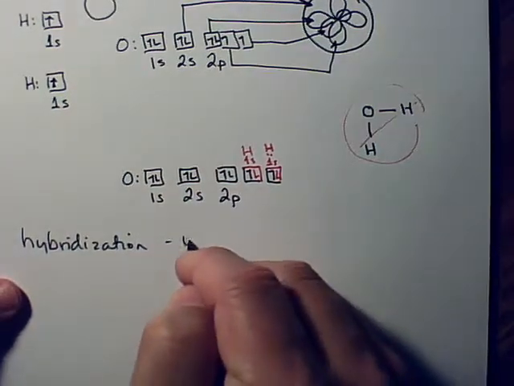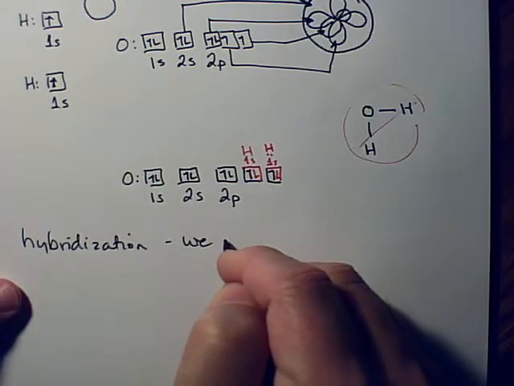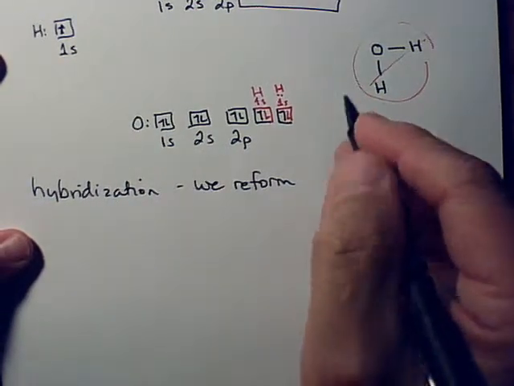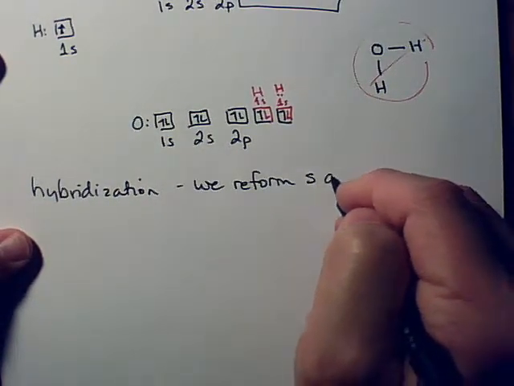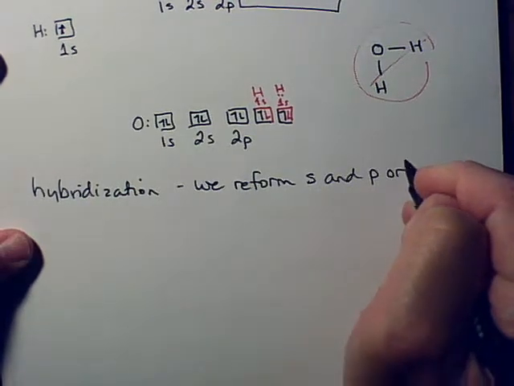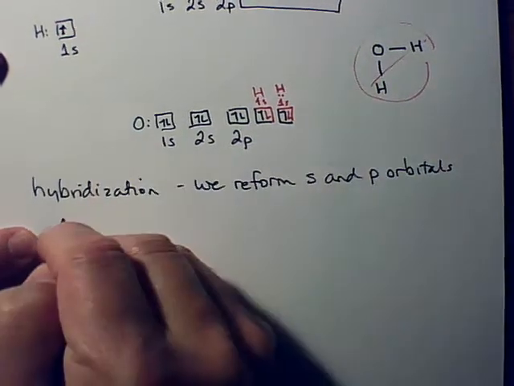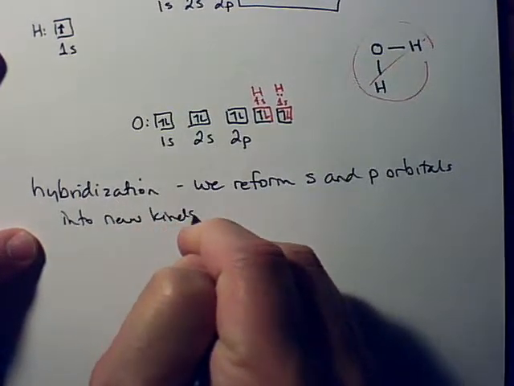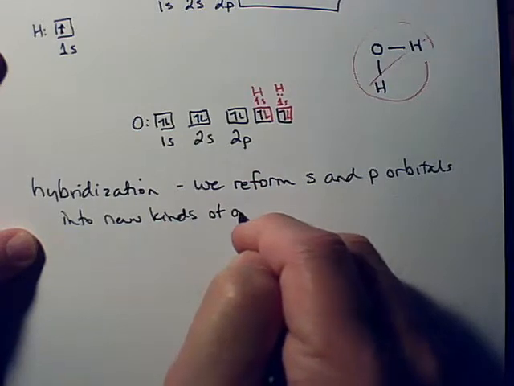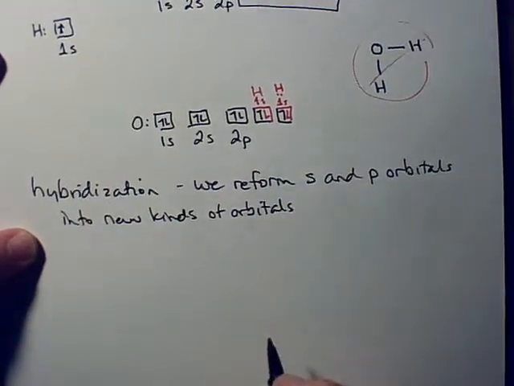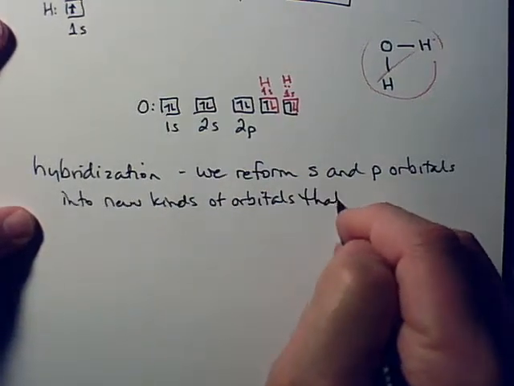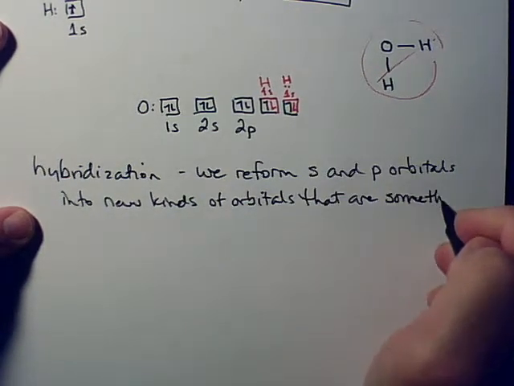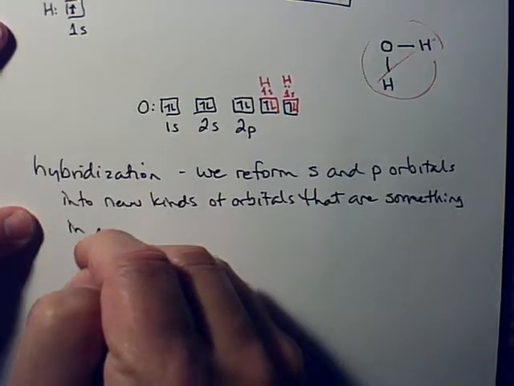Hybridization means we reform s and p orbitals into new kinds of orbitals that are in between.